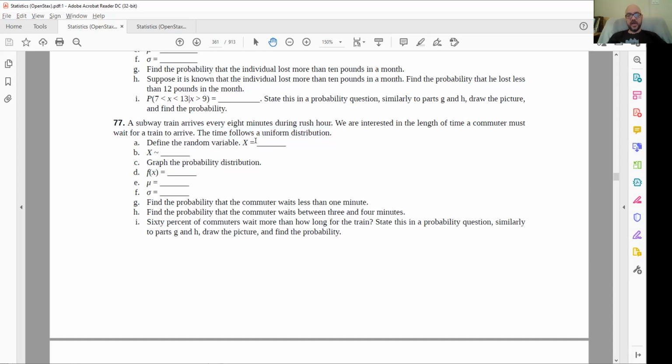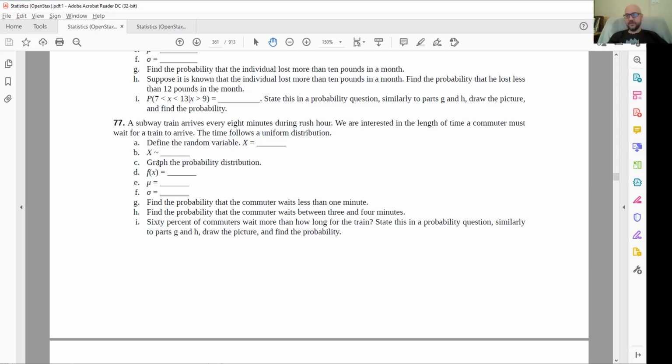So X is literally the thing they said. We are interested in the length of time a commuter must wait for a train to arrive. So X is the length of time that a commuter must wait for a train to arrive, exactly like you think it would be. X is U(0,8), which when I made this homework, I hadn't noticed was the same width as number 75, both 8 units wide, but whatever, it doesn't change very much.